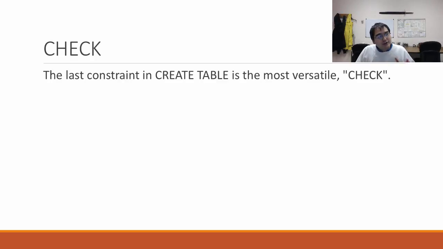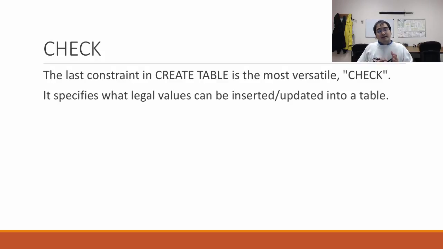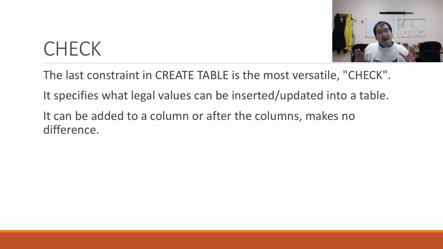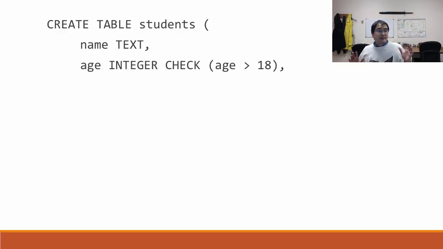The last constraint you can add to a table, and it's also the most useful one, is called check. All this does is it specifies what legal values can be inserted or updated in a particular table. It's added to a column or after the columns. I'll show you the syntax for this. They both are equivalent. So for instance, let's say we're creating a table called students. All the students have a name, they have an age, and I'm going to add a specific check requirement that says the age must be greater than 18.